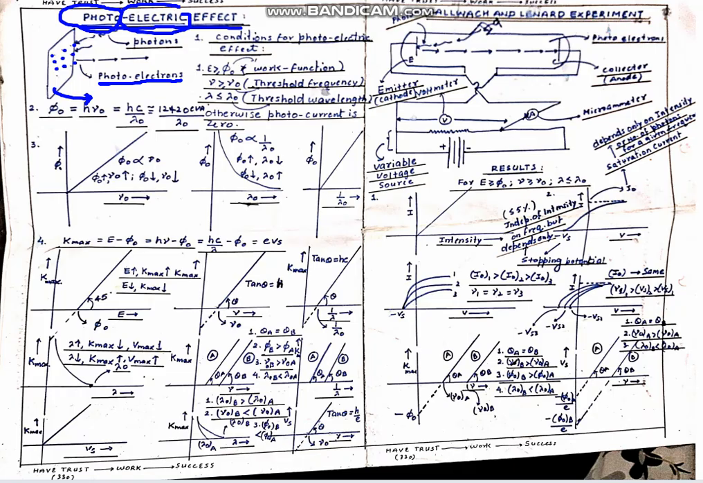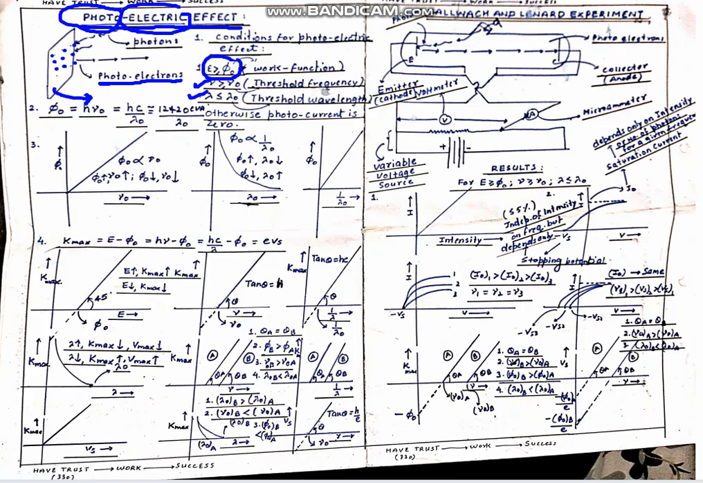The first point is the conditions for the photoelectric effect. The conditions are that the energy of the photon should be greater than the work function of the metal. This can equivalently be said as: frequency should be greater than the threshold frequency. And the same expression reduces to: wavelength should be less than the threshold wavelength.